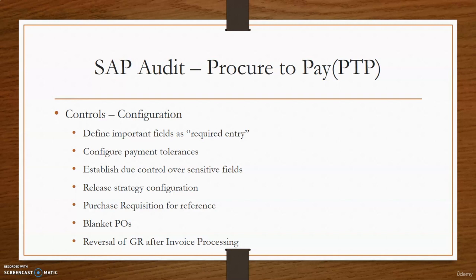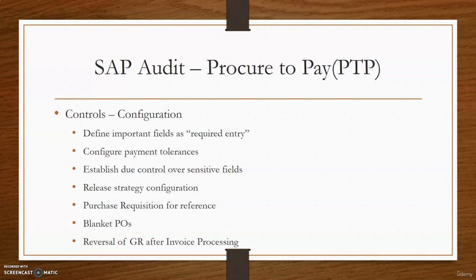LA is amount of blanket PO. Next is LD, which is blanket PO time limit exceeded. PP, price variance. PS, price variance estimated price. ST, date variance. VP, moving average price variance. So this is what we have.